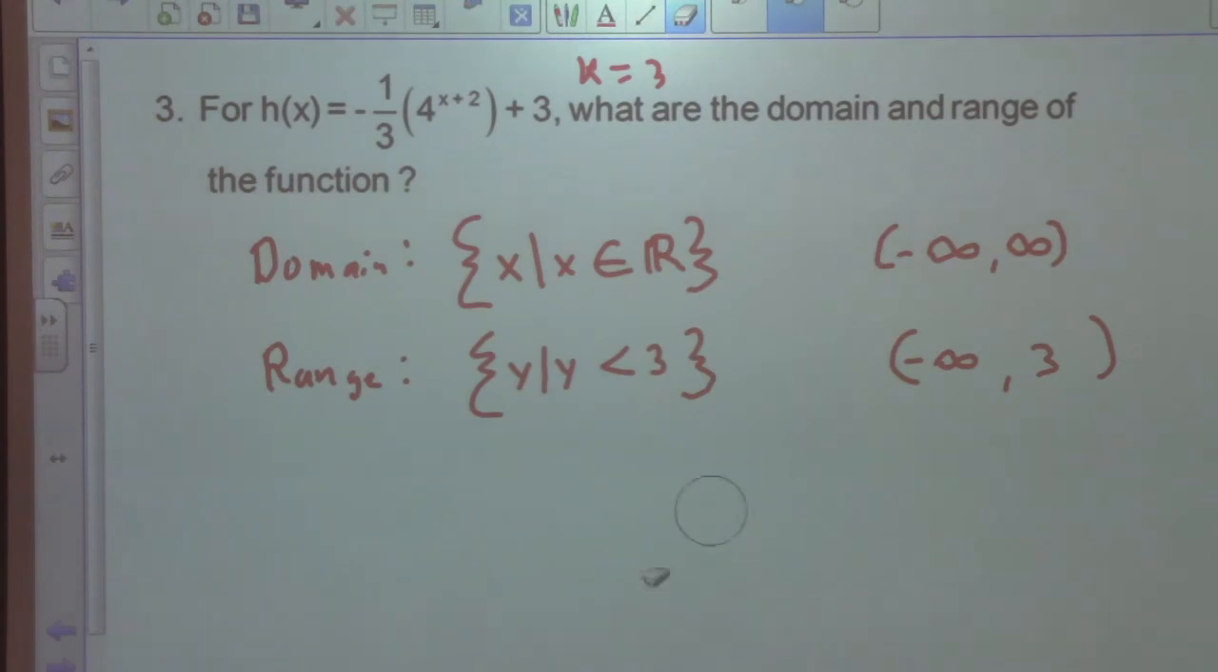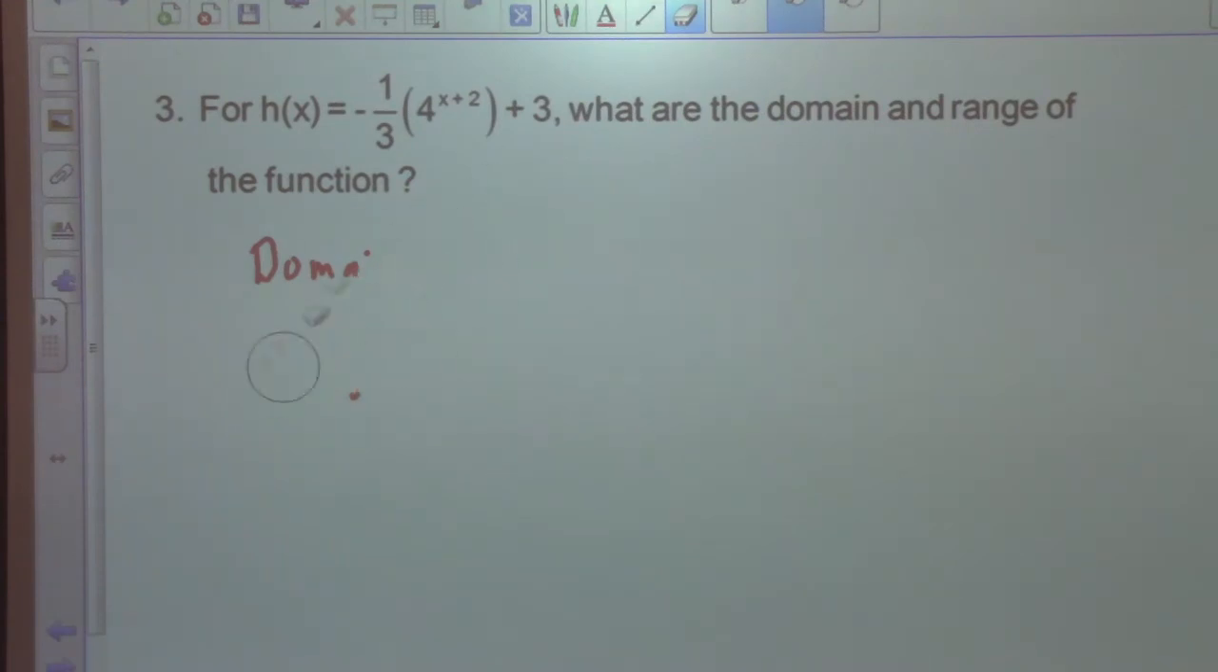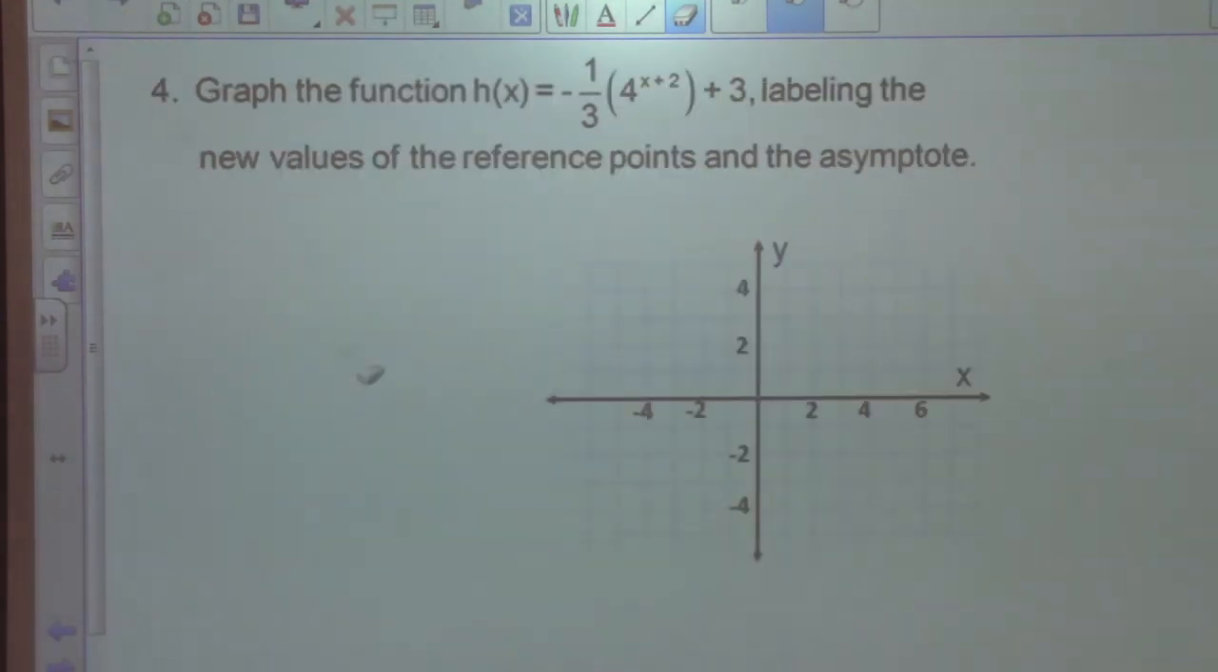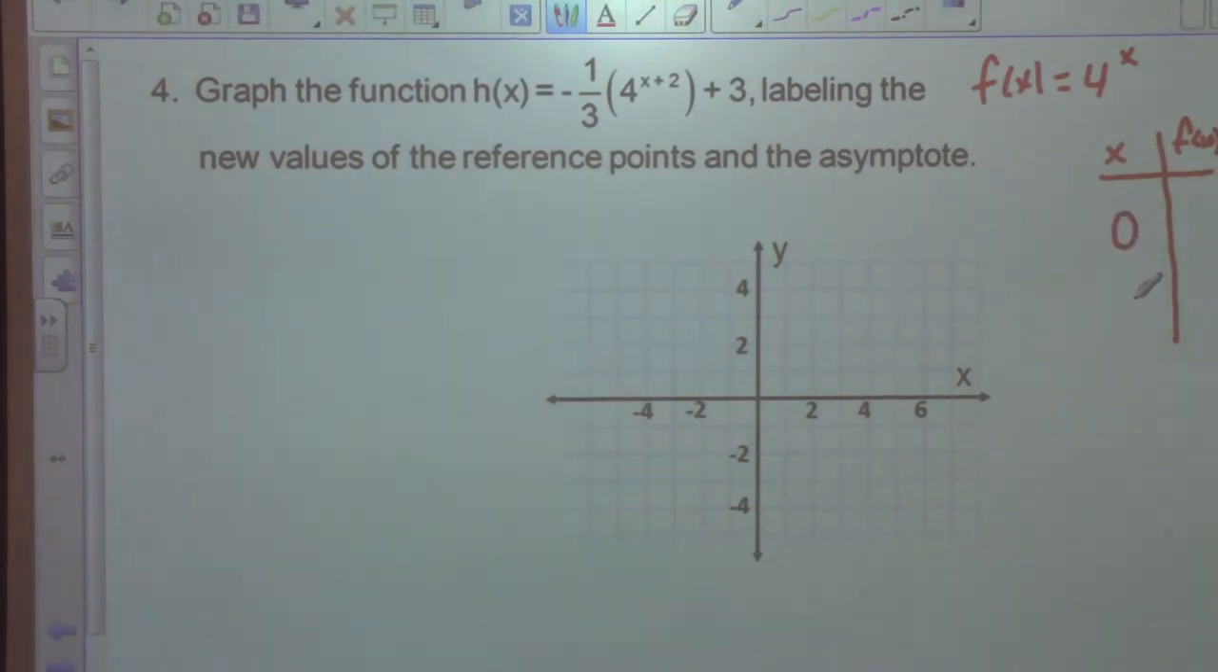Now on your test, the next problem is a calculator one. Okay, reference points. Graph this function, labeling the new values of the reference points and the asymptote. So what's going to be our parent function for this? 4 to the power of x. For this, which reference points are we going to use? Negative 1, 0? Or 0, 1? Yes, 0, 1.